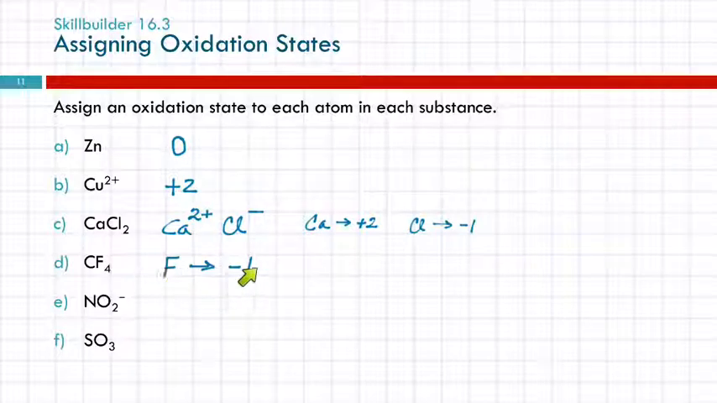Okay, so each of those fluorines has a -1 oxidation state. There's 4 of them, right? So add those oxidation states together, like we add charges together, that would be -4. There's one carbon. The oxidation states have to add up to the overall charge on this, which is 0, because it's a neutral molecule. So the carbon has to be +4.